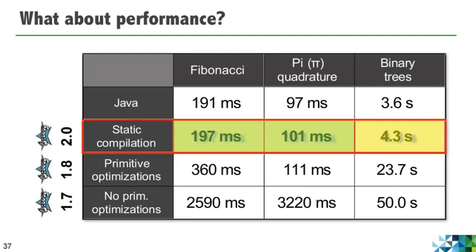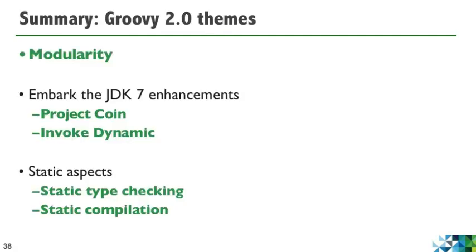Here in this table, I'm not showing the InvokeDynamic support, but you would get more or less the same results as the primitive optimization line, and probably a bit better for the binary trees example, because the dynamic method calls will be faster with JDK7 and the InvokeDynamic bytecode instruction. So very good performance if you use static compilation, and even since Groovy 1.8 with the primitive calculation optimization that we introduced. So that's about it.